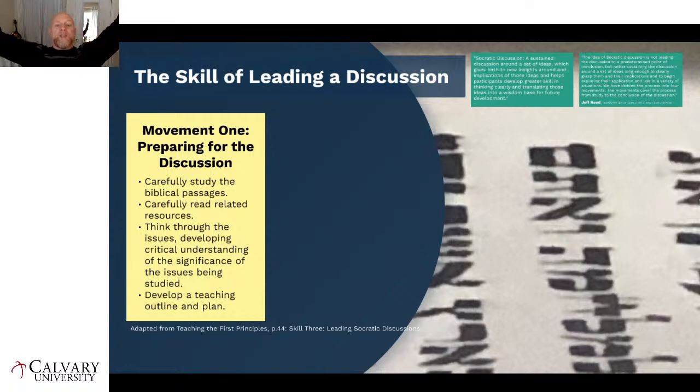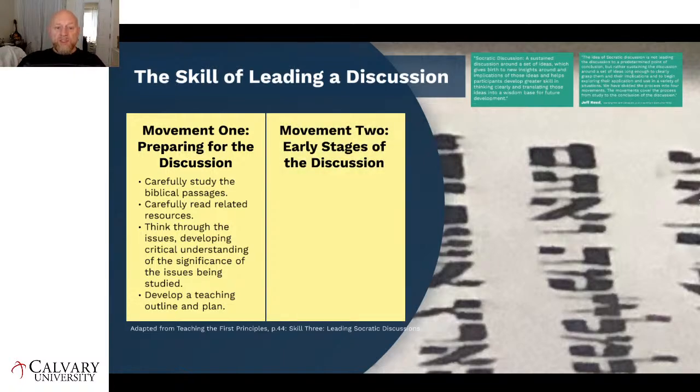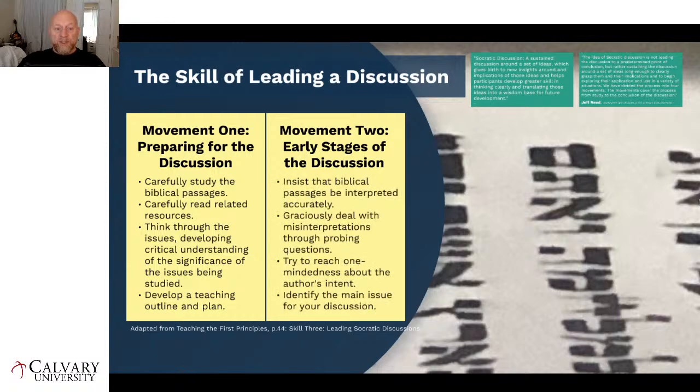So really the movement that he's talking about here is specifically aimed at the leader of the discussion, who is going to carefully study, read related resources, think things through, develop his or her own understanding of the significance of the issues that they're going to study together, and then a teaching outline and plan is developed in preparation for the discussion. Movement two is the early stages of the actual discussion itself.